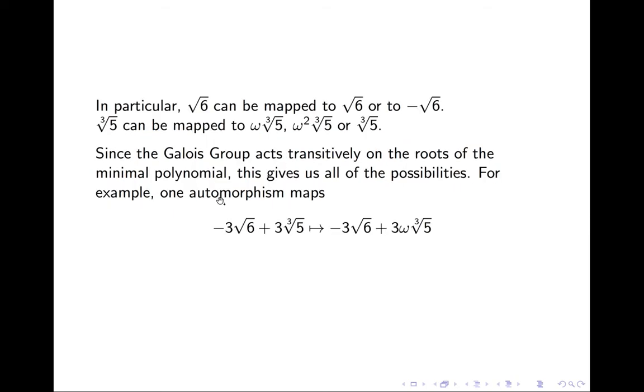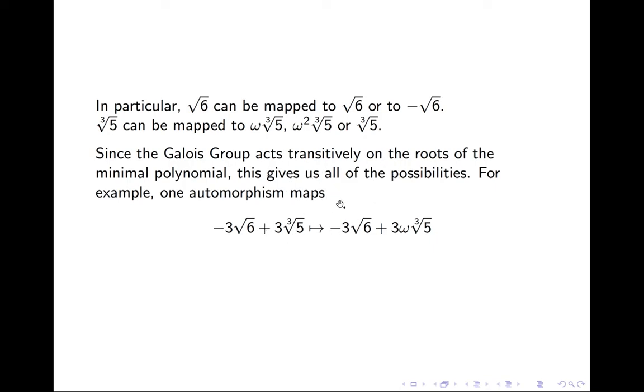So, for example, square root of 6 can be mapped to square root of 6 or to negative square root of 6. Cube root of 5 can be mapped to any of these three elements. Since the Galois group acts transitively on the roots of the minimal polynomial, we have all of the possibilities.